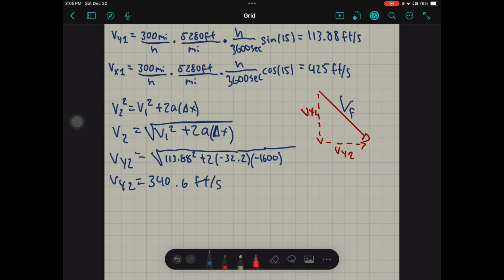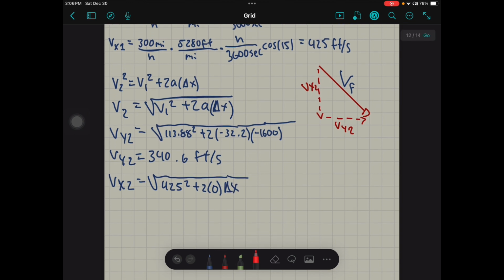Okay, now we can solve for our final velocity in the x direction. vx2 equals the square root of our 425 feet per second squared, plus 2 times, well, we have zero acceleration in the x direction, so we multiply that by 0 and by delta x. Because this is multiplied by 0, we can completely neglect it, and we just get our final x velocity equal to 425, because the square cancels the square, and that's feet per second.